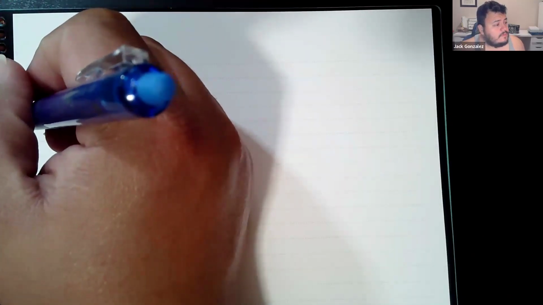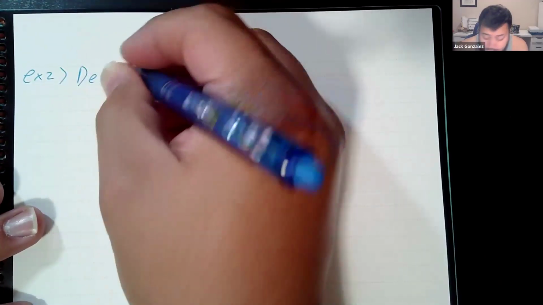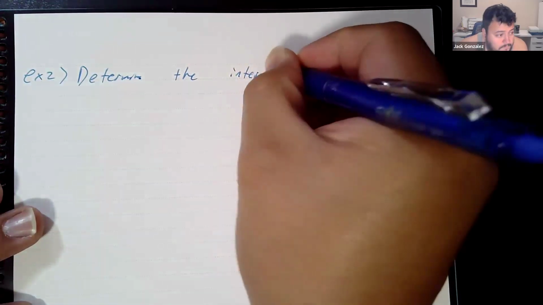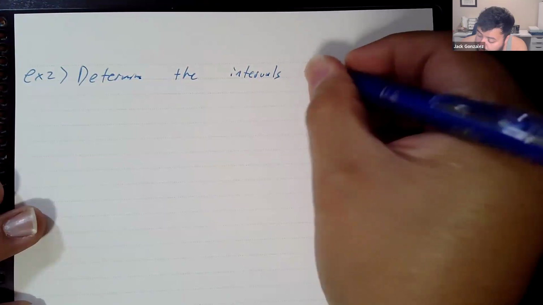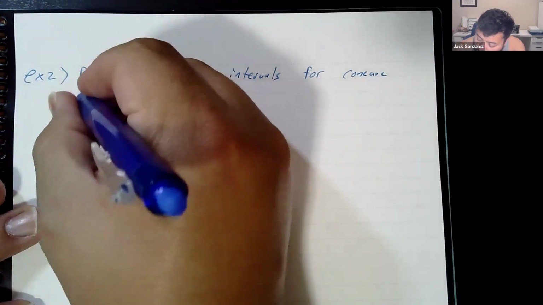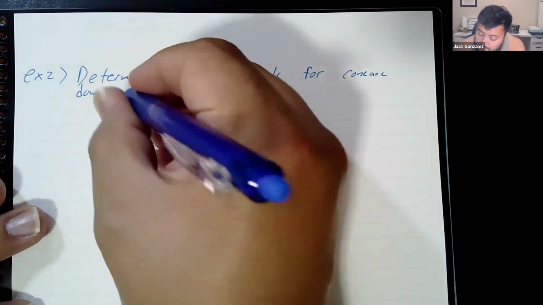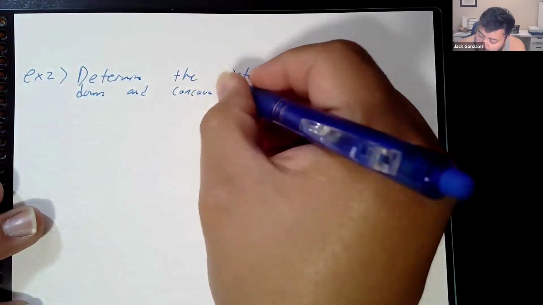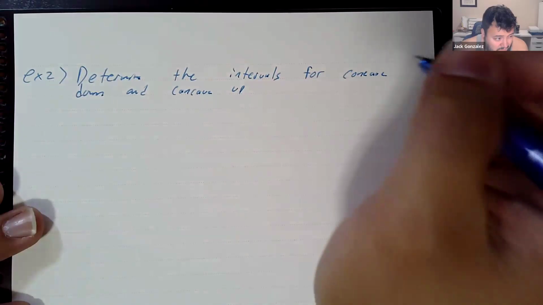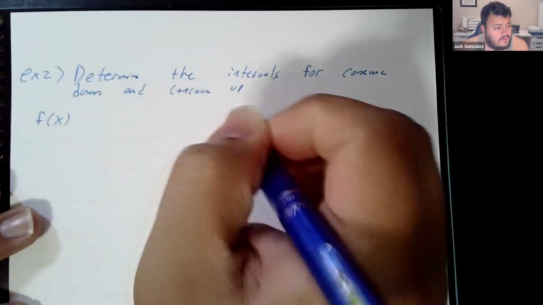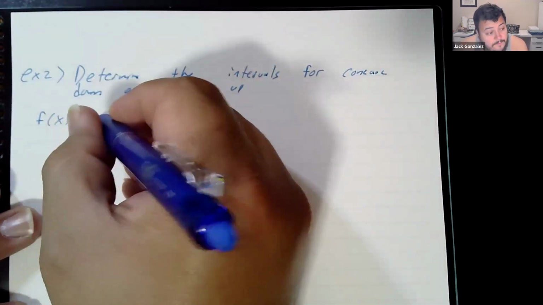Here's the one. Determine the intervals for concave down and concave up. Some books use convex and concave, but I want to keep it simple. This book uses, I think, just concave. It doesn't matter.